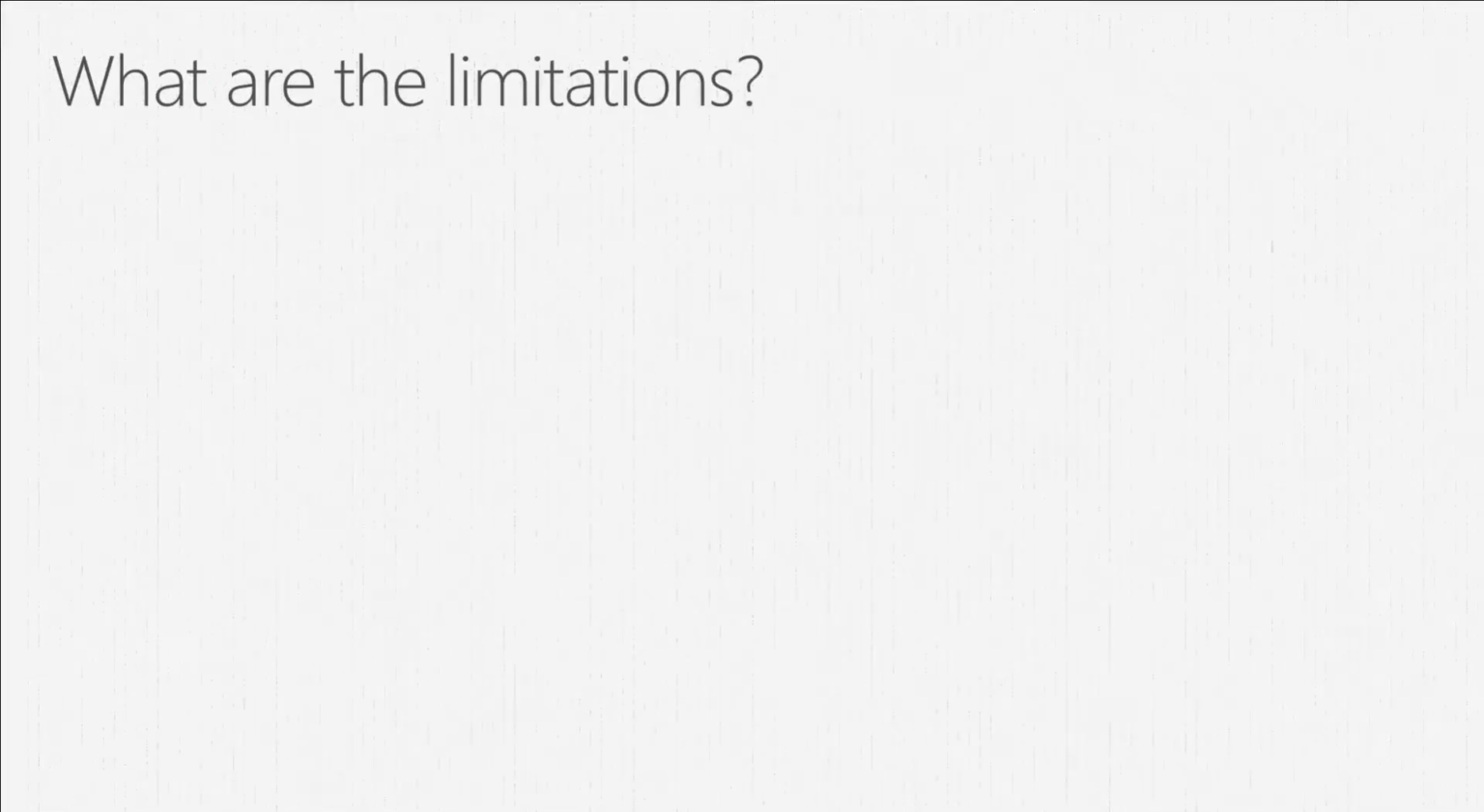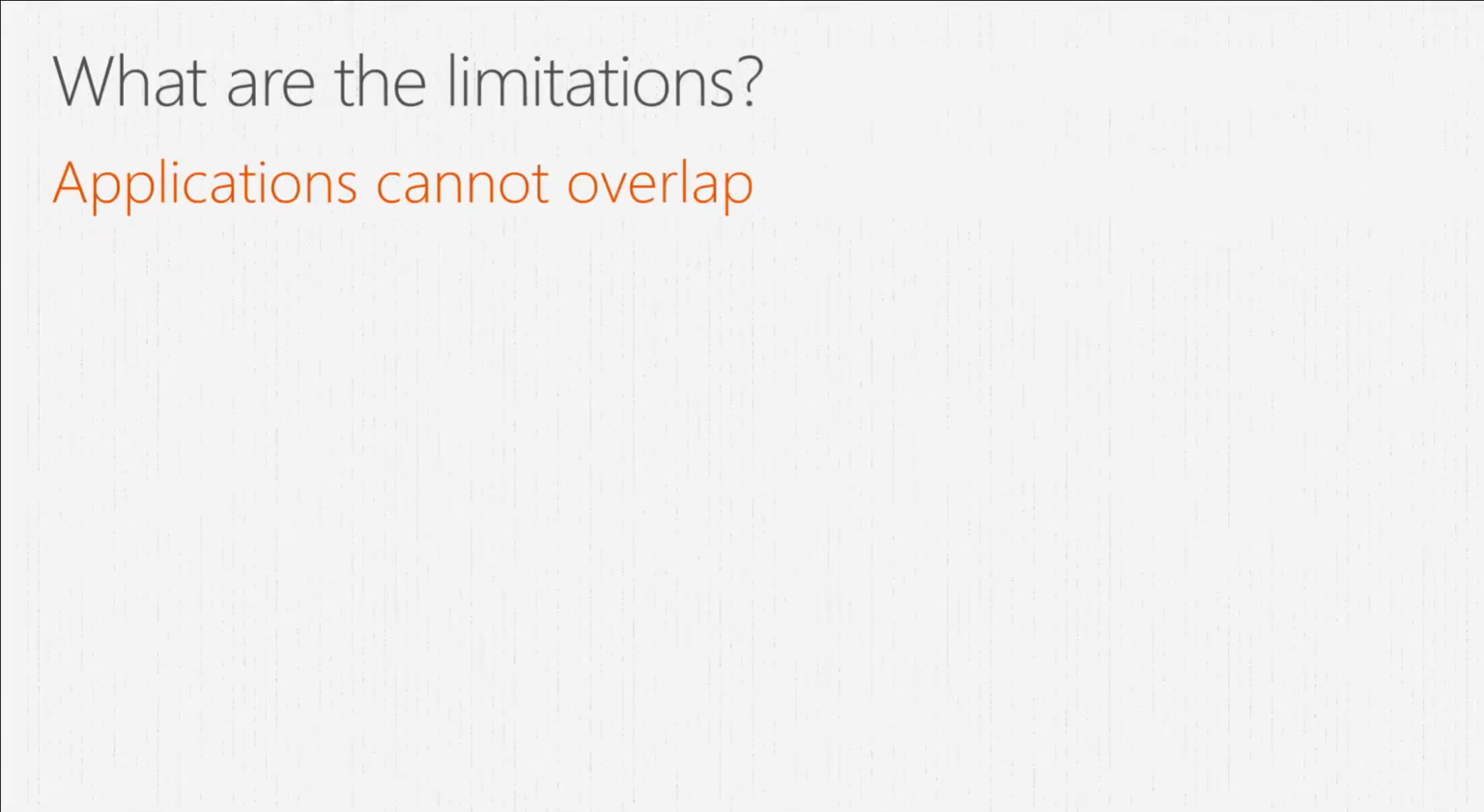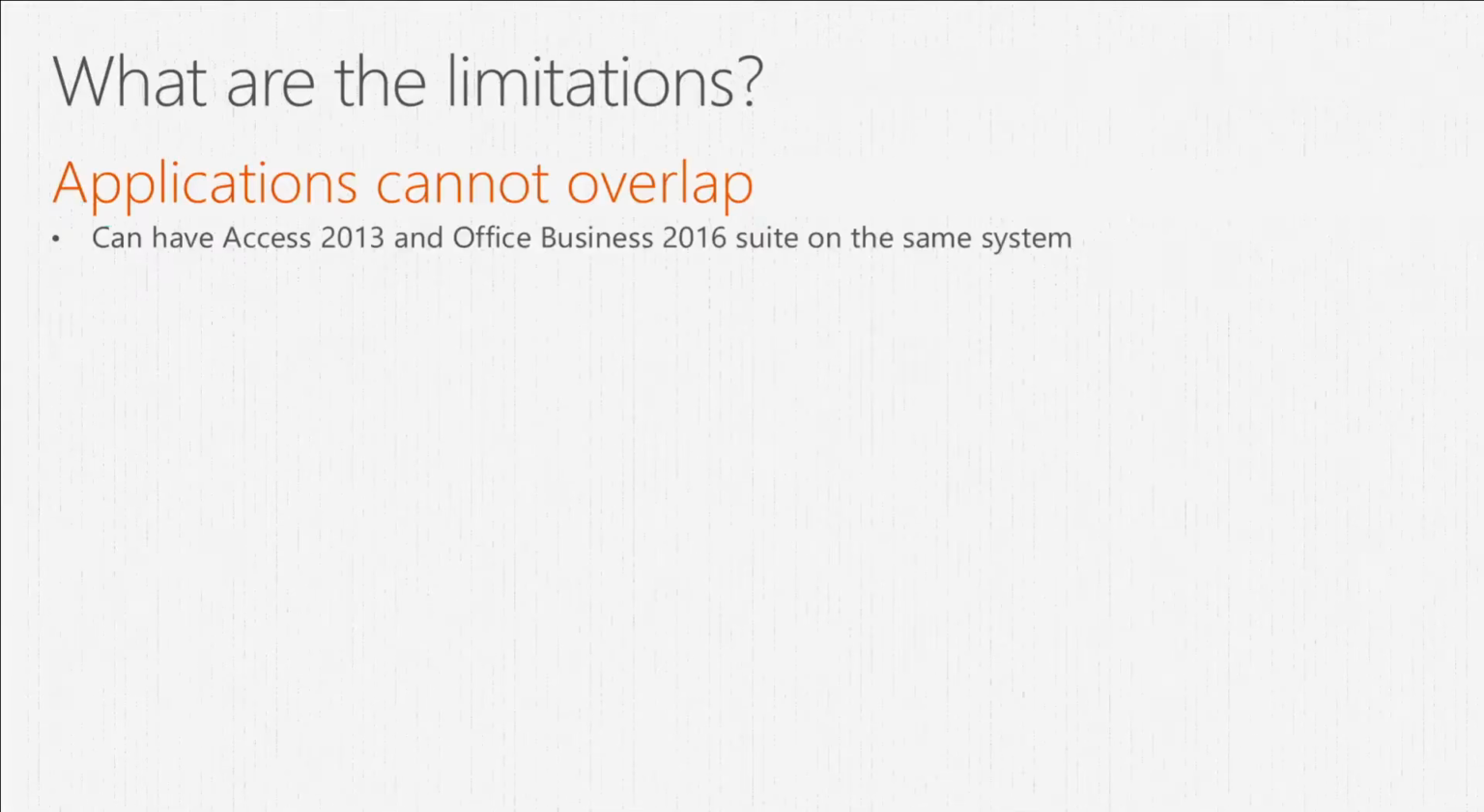So there are certain scenarios that we support, and there are certain scenarios that we will still not support. And I just wanted to give you a feel for those while we're talking about it. So applications cannot overlap. I cannot say that I want both Outlook 2013 and Outlook 2016 coexisting, okay? Let's talk about it a little bit more specifically.